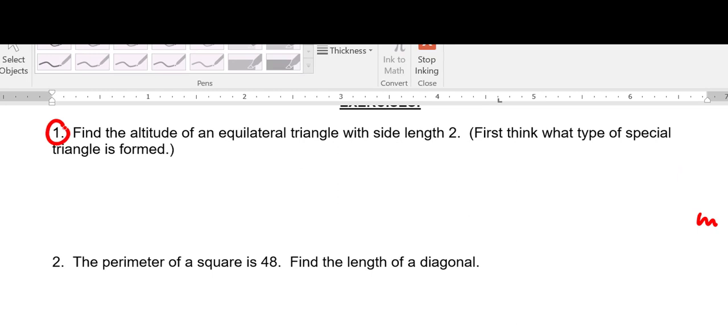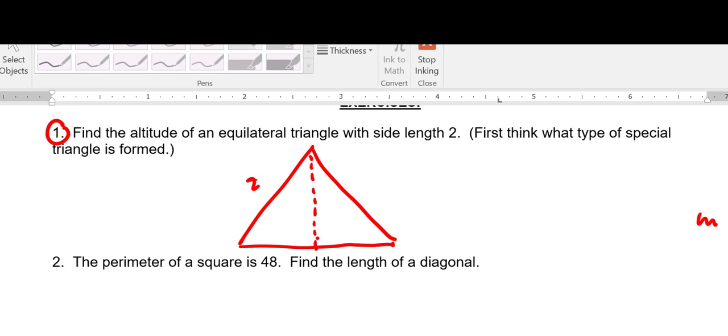Find the altitude of an equilateral triangle. Here's an equilateral triangle with a side length of 2. So if I draw in an altitude like this, I know this is a 60-degree angle there. This is 30. And I know that this is the side opposite, this is the hypotenuse. So the side opposite the 30 is going to be just 1, half of that. And then this side is going to be x root 3, or 1 root 3, or just root 3.